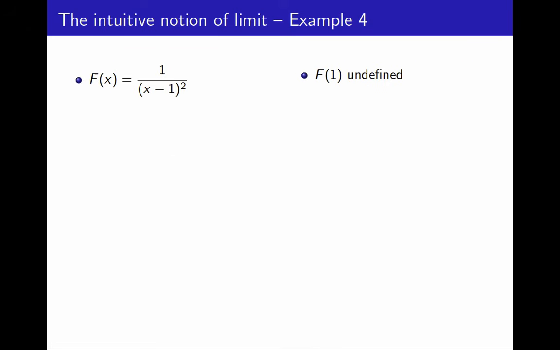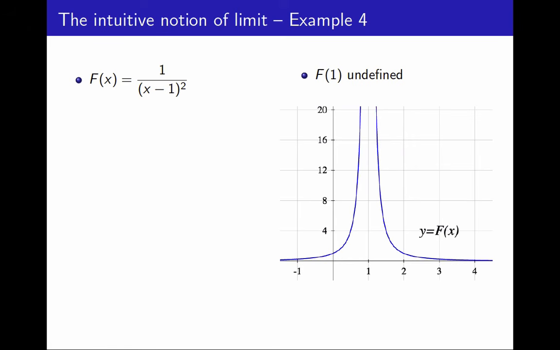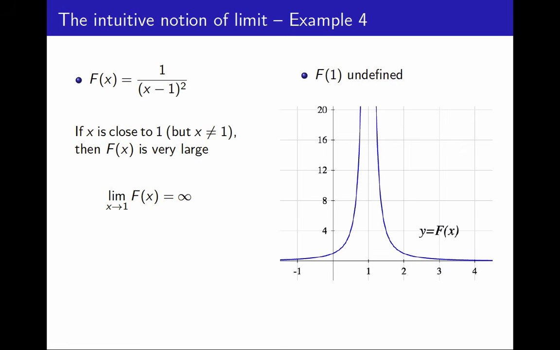I'm going to look at the function f defined by the equation f of x equals 1 over (x minus 1) squared. In this case, f of 1 is undefined. And I assume you know what the graph of this function looks like. It has a vertical asymptote, like this. Because when x is very close to 1, but not 1, (x minus 1) squared is going to be very close to 0 but positive. And 1 divided by a number that is very close to 0 but positive is going to be very large. In fact, arbitrarily large. This function gets as large as we want. When this happens, we're going to say that the limit as x approaches 1 of f of x is infinity.